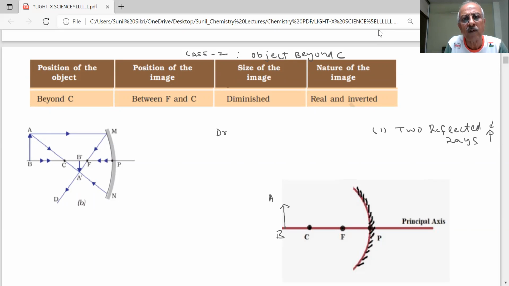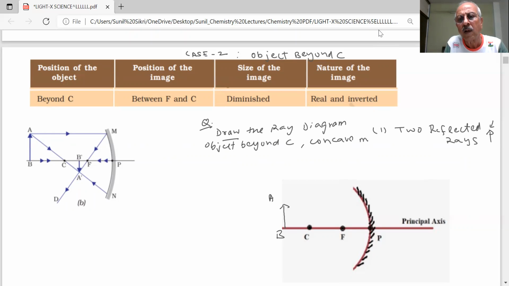In the exam, the question is like this: draw the ray diagram when an object is beyond C for a concave mirror. And tell me the position of the image, size of the image, and nature of the image. Tell me, what is the first rule?